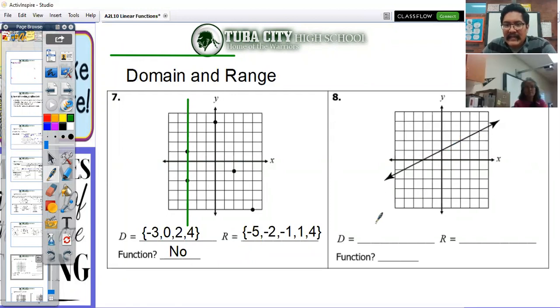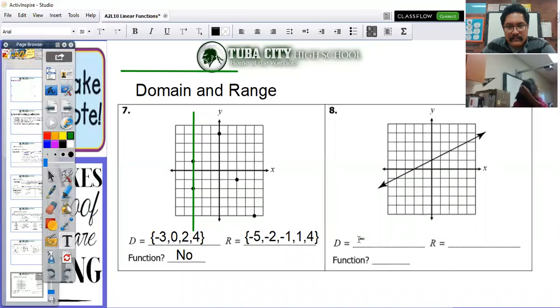Since I can pick anything in there, the domain is all real numbers. I can't spell out numbers, so all real, this thing here, the pound sign.